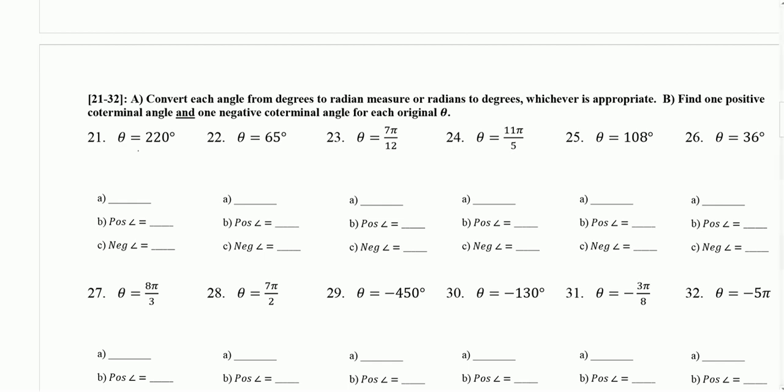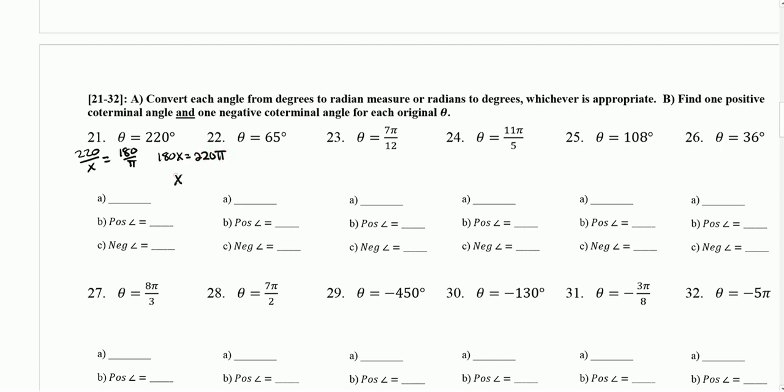And so to make this conversion work, I'm going to say 220 over x is 180 over pi. Degrees over radians is equal to degrees over radians, and we know that pi and 180 are equivalent, and 220 and x are also equivalent conversions. So cross multiply and you get 180x is 220 pi.